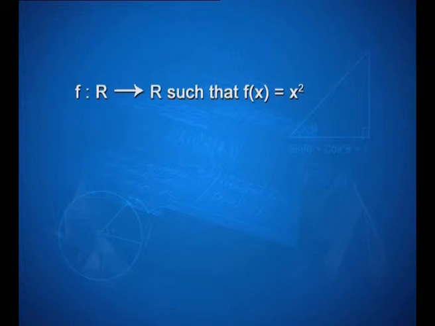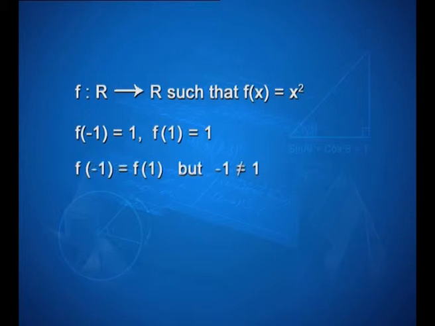Let us take another example. f is a function from real numbers to real numbers such that f(x) = x². We take f(−1) which is 1, f(1) is also 1. That means the image of −1 is 1, the image of 1 is also 1. That means 2 different elements have the same image.